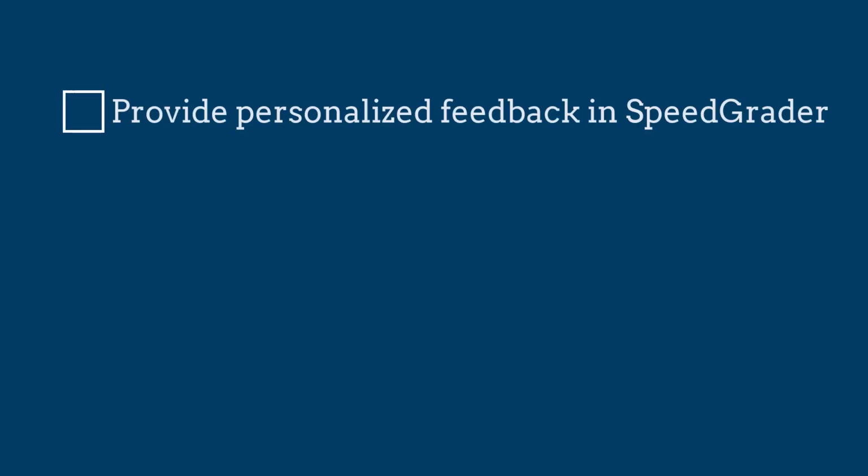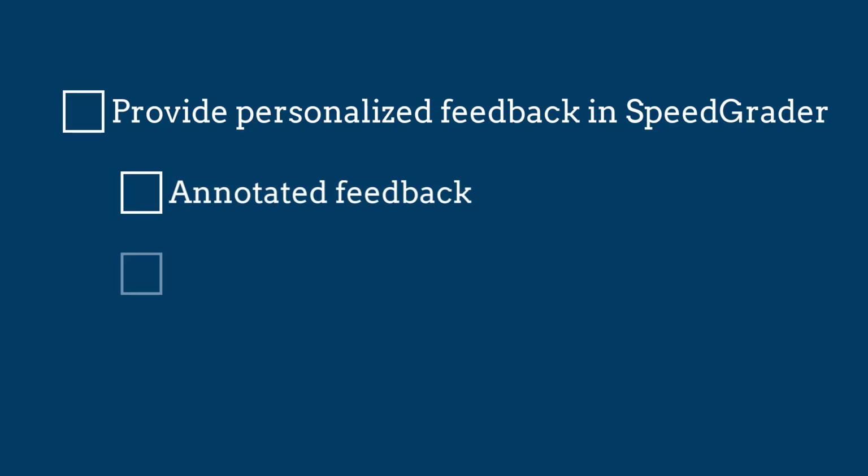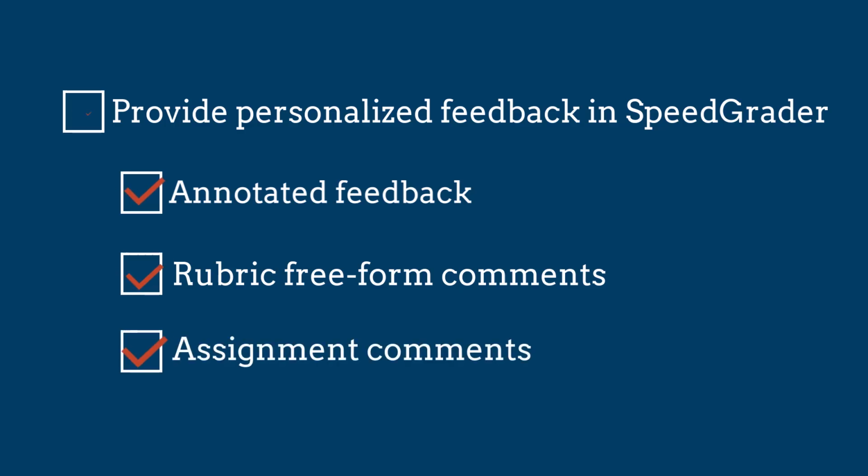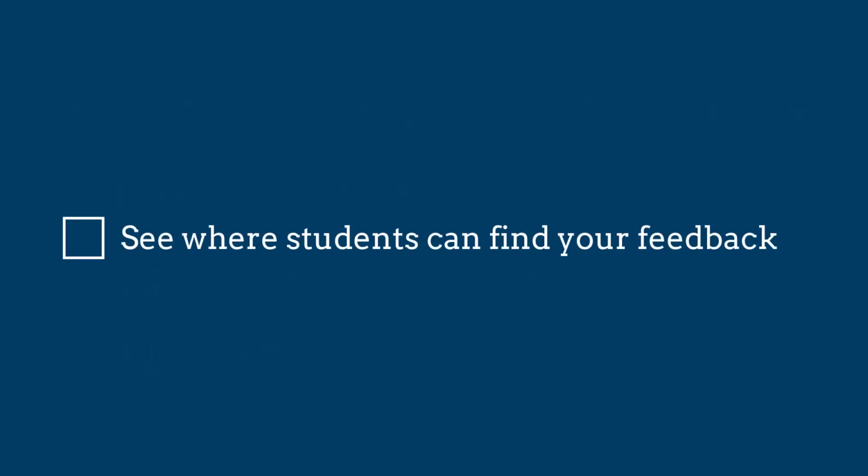In this video, you'll review the different ways you can provide personalized feedback for student online submissions through SpeedGrader and Canvas. The options are annotated feedback through the doc viewer, rubric freeform comments if you've added a rubric to the assignment, and assignment comments. You'll also see where students can find your feedback afterwards.